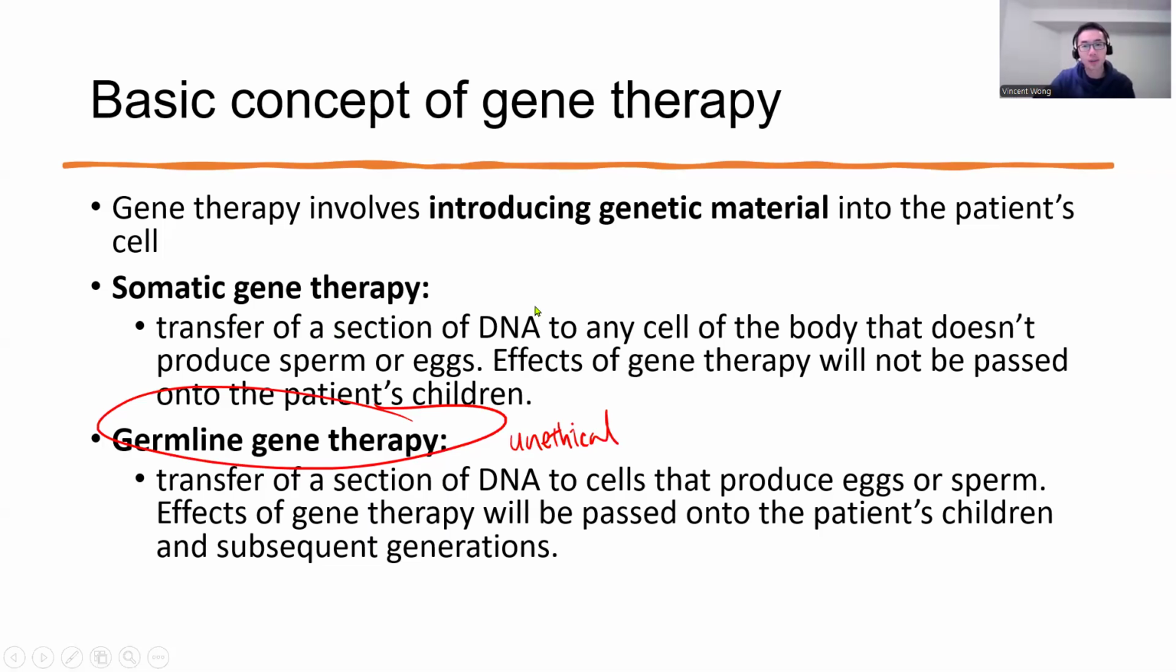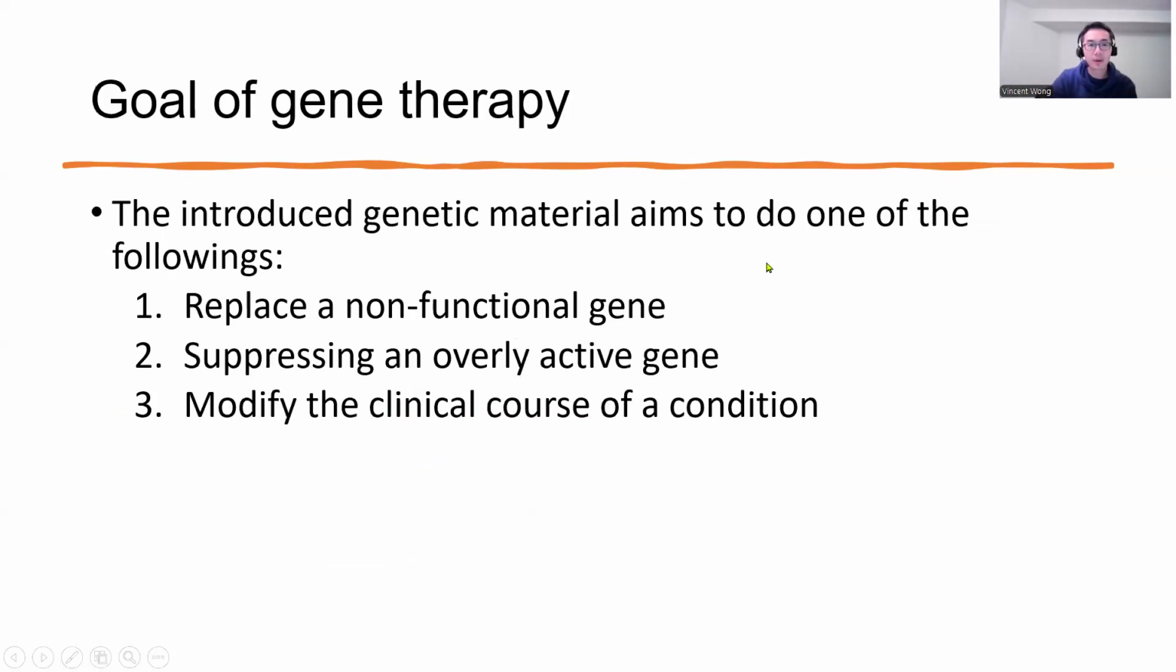Somatic gene therapy, on the other hand, is okay ethically speaking. It's going to affect only the person who's receiving treatment, and gene therapy has three main goals. Number one, it aims to replace a non-functional gene. If you are missing the gene that makes good hemoglobin, let's put a functional copy in there, then you will start making good hemoglobin. Problem solved. It can also be used to suppress an overly active gene.